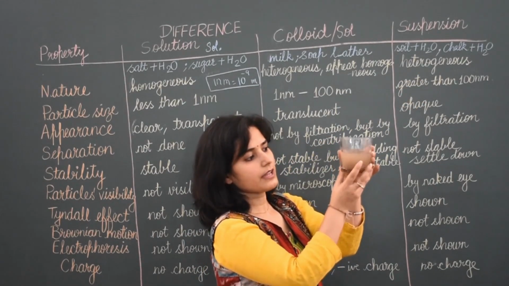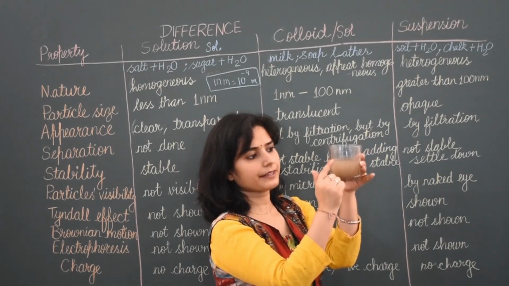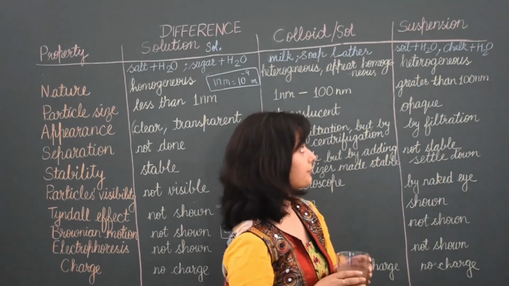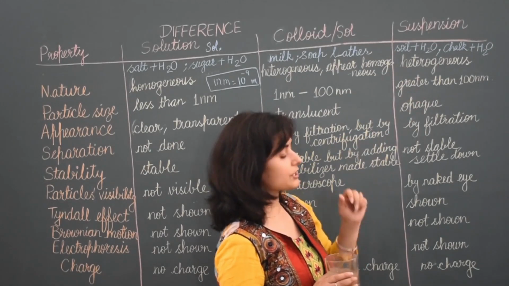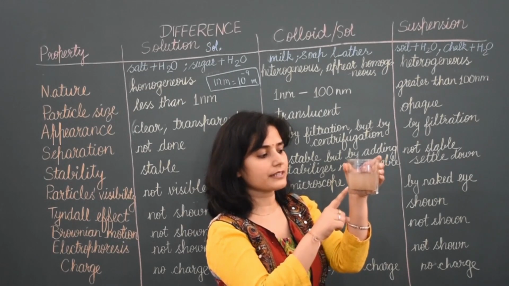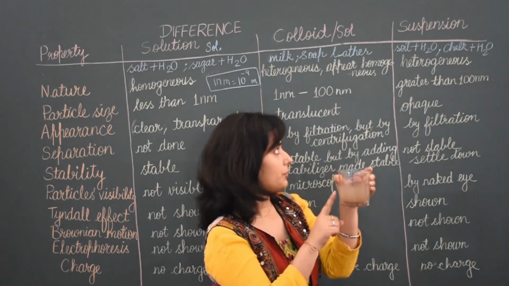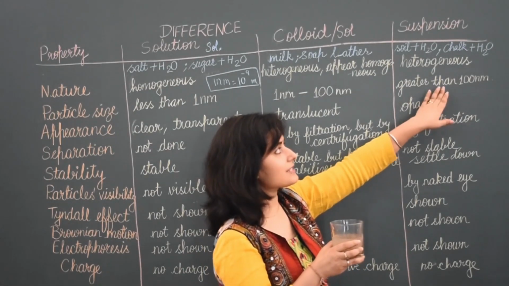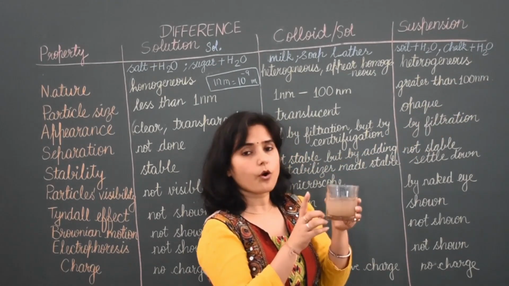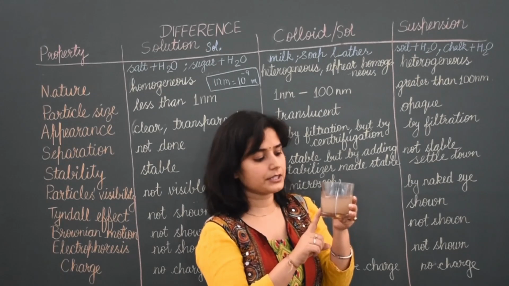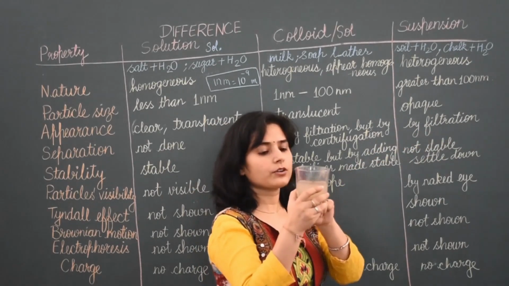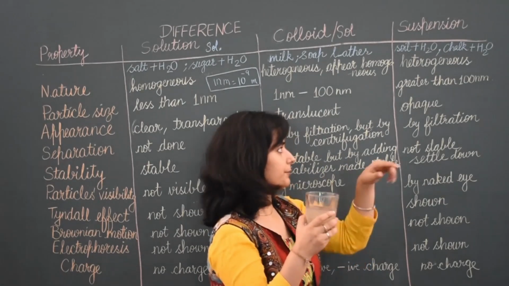You can see at the bottom it becomes dark and at the top it becomes light. That means separation of particles is starting. It is heterogeneous in nature. Its particle size is big. That's why we can see particles of soil inside the mixture. And its particle size is greater than 100 nanometers. It is opaque. When made, it is opaque. That means we cannot see through them.